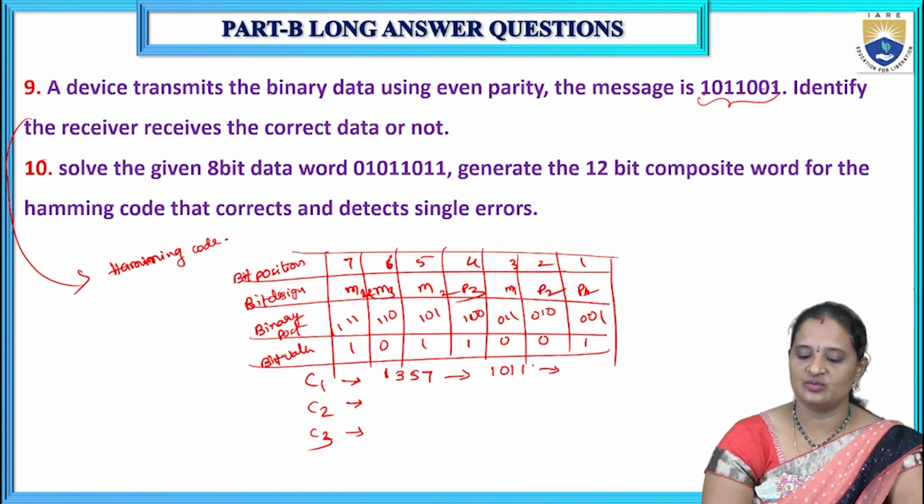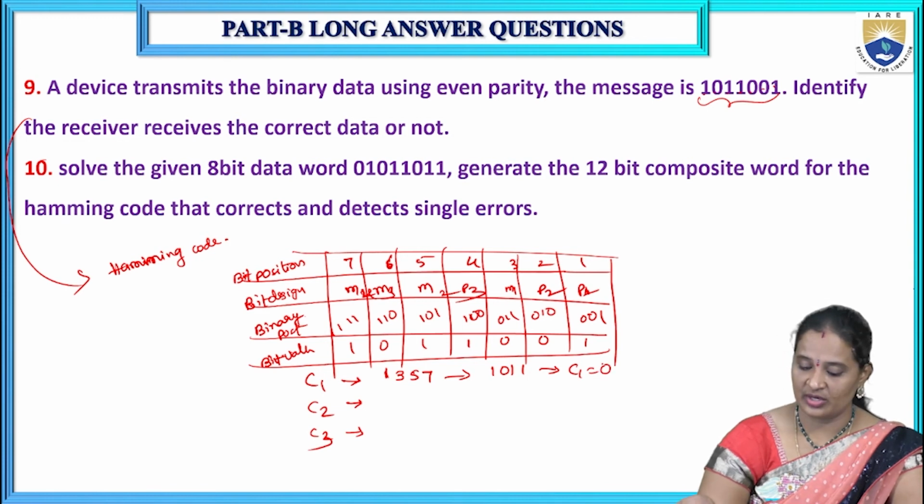So what is the parity used here? Even parity. What is the number of ones present in this? It is odd, that is 3. So that is why the check bit is considered to be 1.